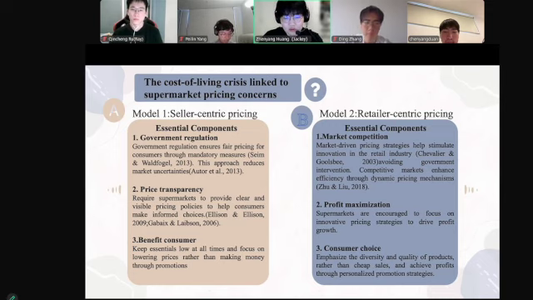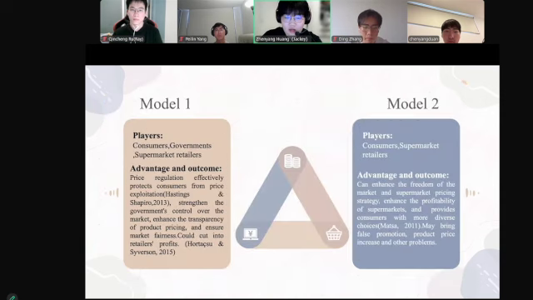Here are the essential components. The first is market competition. Market-driven pricing strategies help stimulate innovation in the retail industry, avoiding government intervention. Competitive markets enhance efficiency through dynamic pricing mechanisms. The second is profit maximization. Supermarkets are encouraged to focus on innovative pricing strategies to drive profit growth. The third is consumer choice, emphasizing the diversity and quality of products rather than cheap sales and cheap profits, through personalized promotion strategies. Next, I will analyze two models.